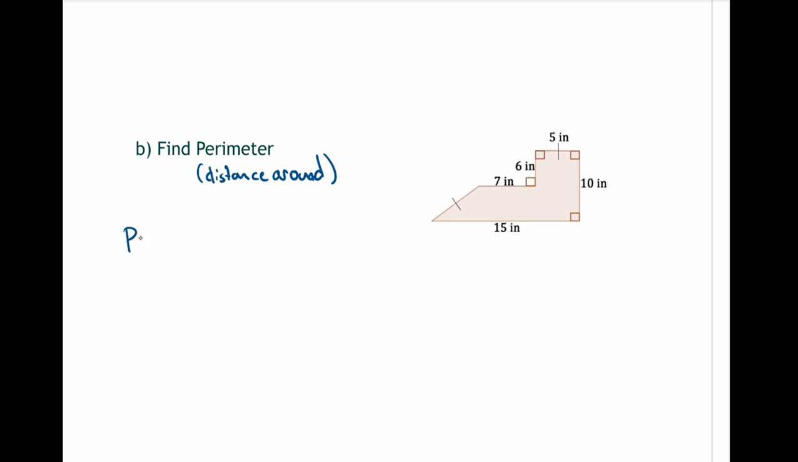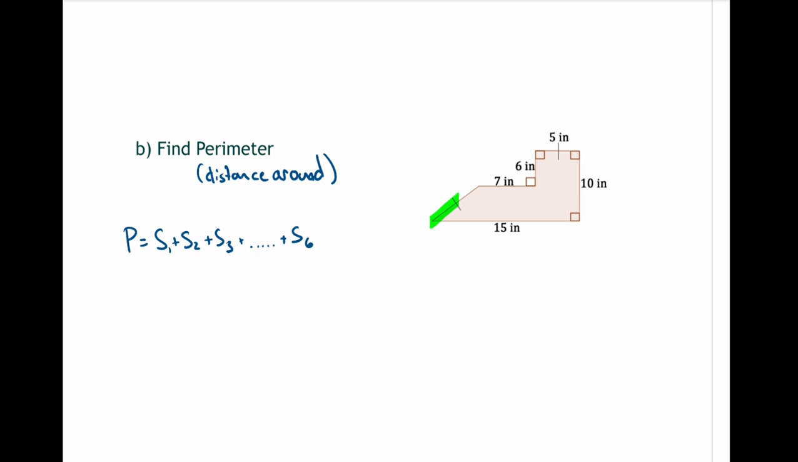So the perimeter formula is basically side 1 plus side 2 plus side 3. We have 1, 2, 3, 4, 5, 6. Plus, then we'll go on to plus side 6. So I need to know all of my side lengths in order to add them up. However, looking at this shape, there's only one side length I don't know.